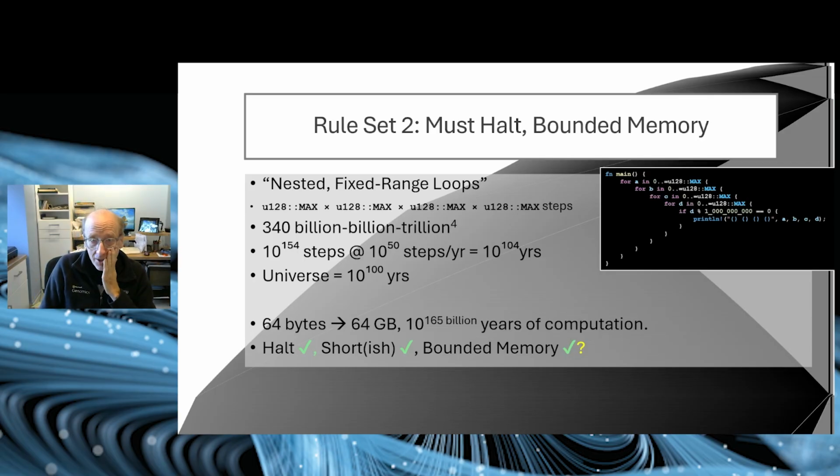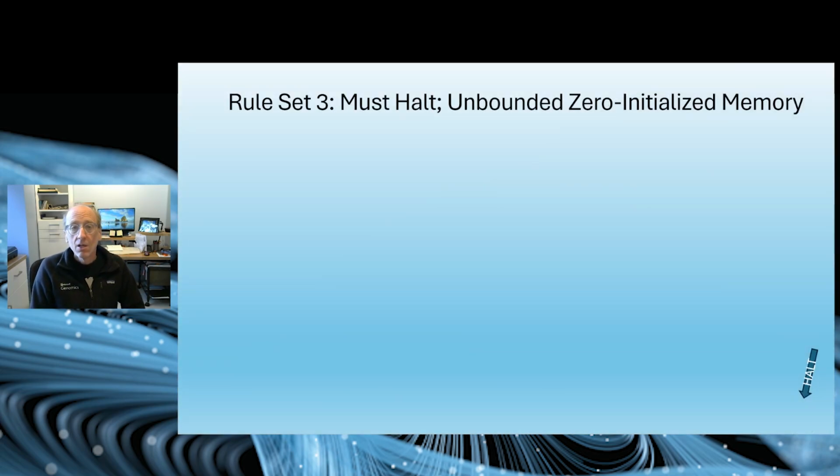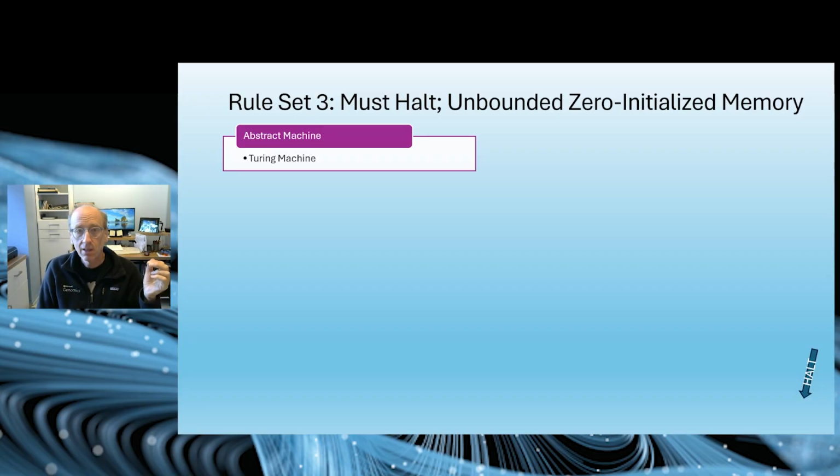And the reason I put a question mark on bounded memory is because maybe it would be interesting to relax that constraint and see what we can do if we allow unbounded memory. So let's do that, and we'll call that rule set 3. So in rule set 3, our program must halt as before, and we've got this new thing, unbounded memory, and we'll require it to be initialized all with 0, so we can't encode anything in there.